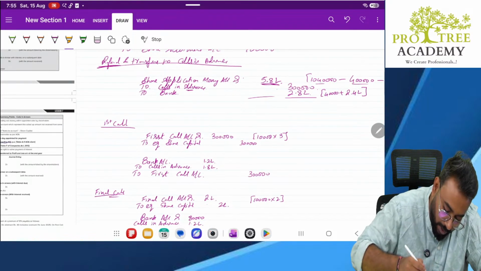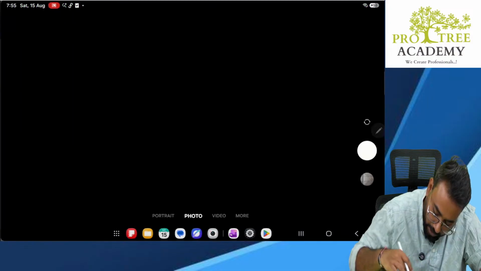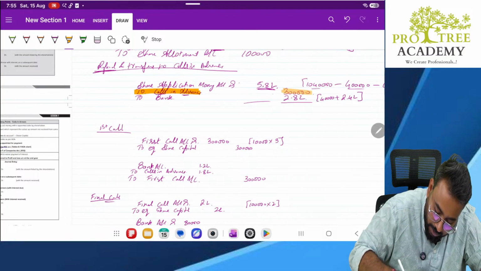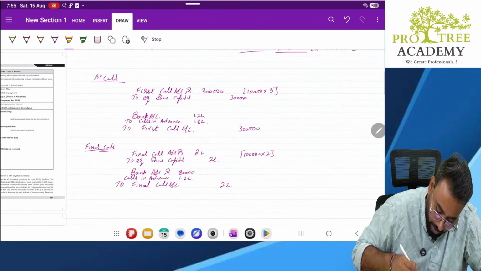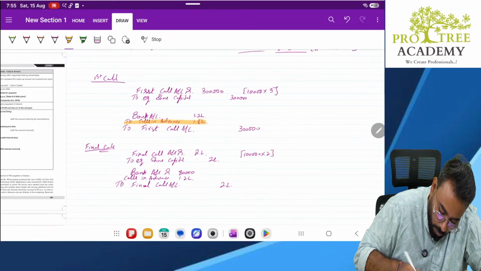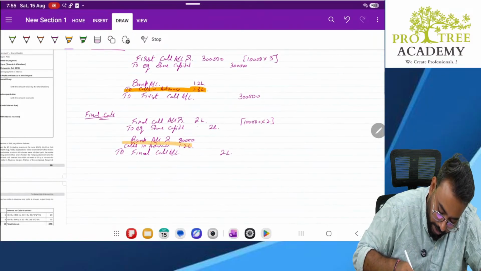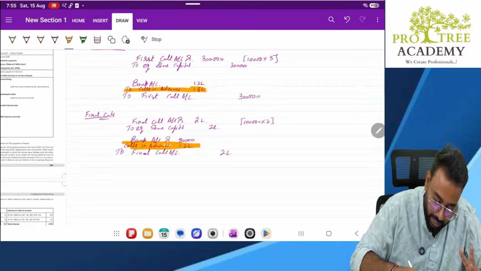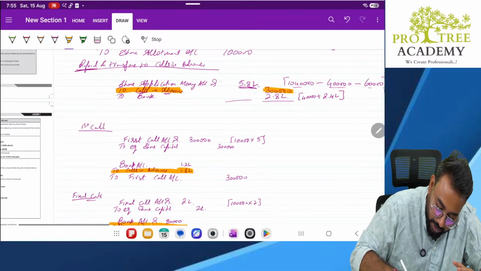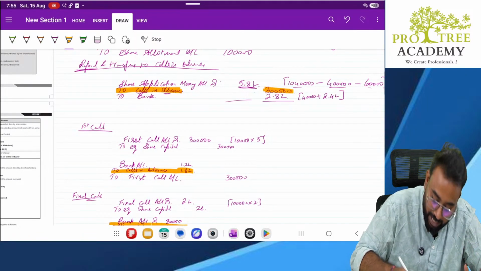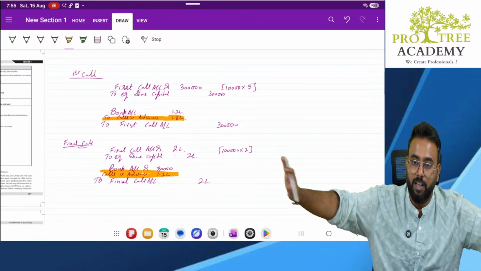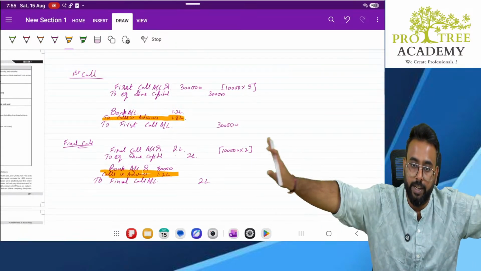Now you check calls in advance. How much did we credit calls in advance with? See here. How much was the calls in advance balance we created? 3 lakhs. Out of that, here we adjusted how much? 1.8 lakhs. How much did we adjust here? 1.2 lakhs. 1.8 plus 1.2 is 3 lakhs. Adjusted. This we credited with 3 lakh. Now we are debiting it with 1.8 and 1.2. So calls in advance is getting closed. All the accounts are getting closed.